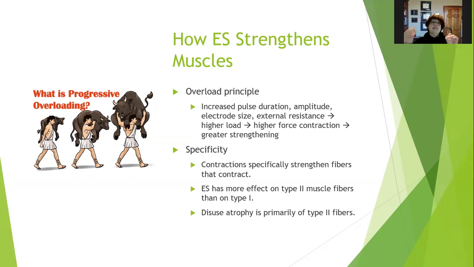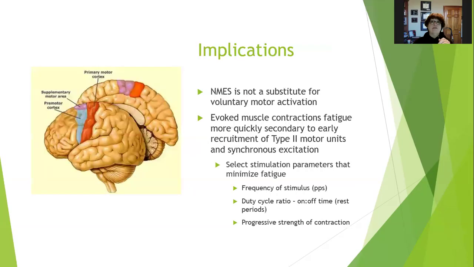But the strength that you build with electrical stim isn't functional strength. Okay, that's something to think about. So neuromuscular electrical stim is not a substitute for voluntary muscle activation. It's not like you could say, oh, well, I don't feel like working out, I'm just going to put the e-stim on. You still have to do voluntary muscle activation, that is the goal.